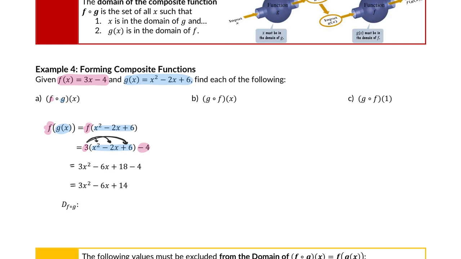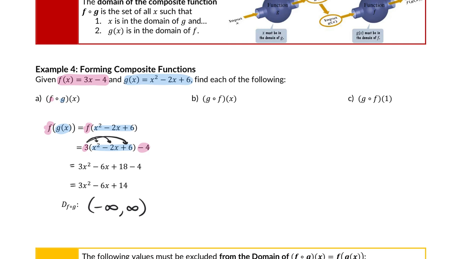When it comes to finding the domain of a composite function, you look at the domain of the inside function and the domain of the final function. The inside function is a quadratic. Domain is all real numbers. The final function we wrote is a quadratic. Domain, all real numbers. So our domain of f of g is still all real numbers.